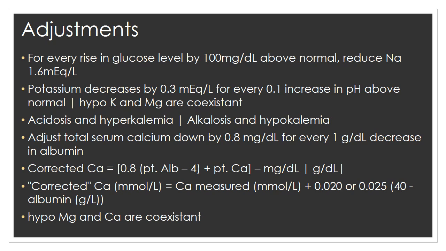The second formula uses SI units, wherein the calcium is in millimoles per liter. So take the patient's calcium and add that to 0.02 or 0.025 into 40 minus the albumin. Here it is 40 because the value is in grams per liter. Again, remember that when calcium is low, you should correct the magnesium first before proceeding to correct the calcium.